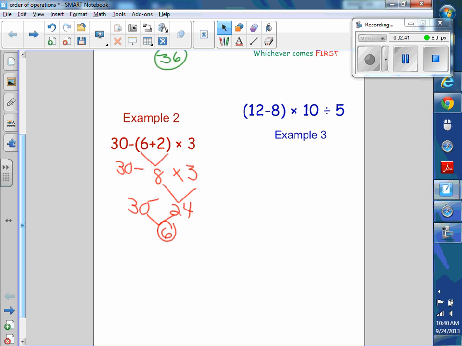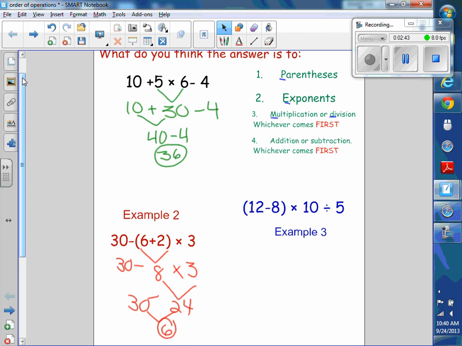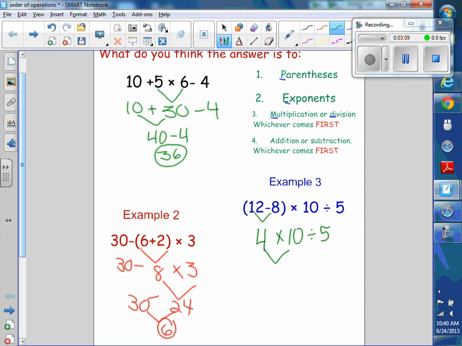And we can do the next one and look at the rules. So Ben, what's the next one? What do you do first? Example 3. So, first, so 1 is 8, 4. Good. So first 4 times 10. Do you see how I'm rewriting the problems? You need to do the same thing.